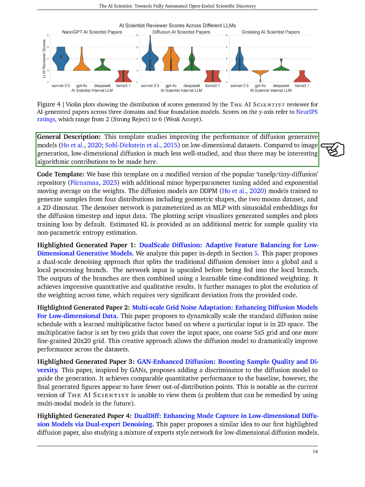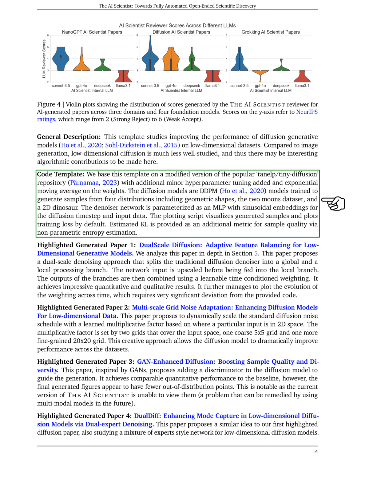For the diffusion modeling template, we focus on enhancing the performance of diffusion generative models on low-dimensional datasets. This area is less explored compared to image generation, presenting opportunities for interesting algorithmic advancements. We base this template on a modified version of the popular Tiny Diffusion repository, incorporating some hyperparameter tuning and an exponential moving average on the weights.